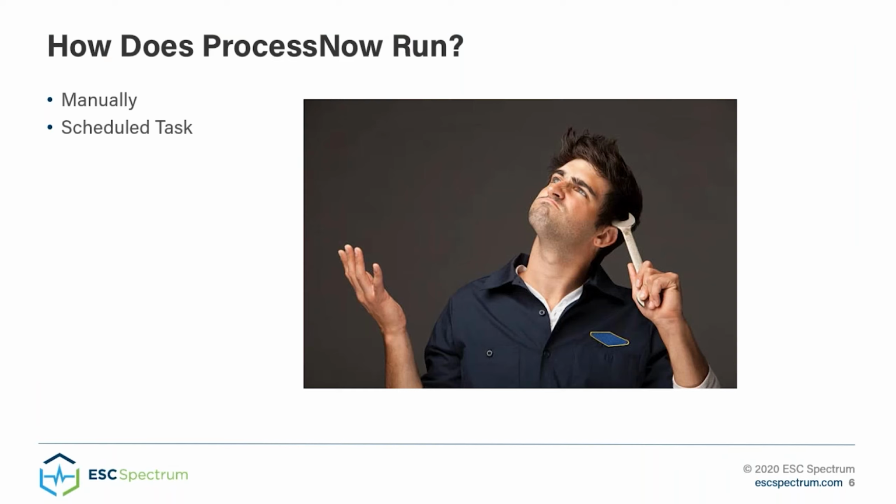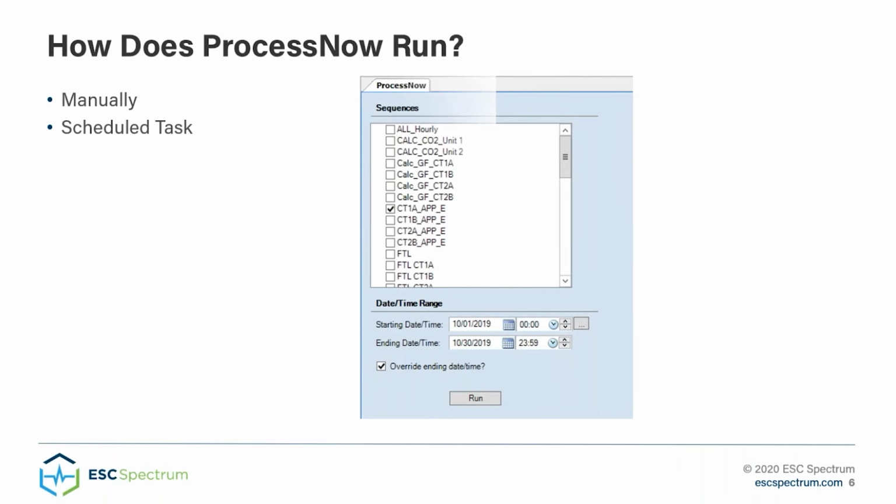So how exactly does ProcessNow run? Well, you can run ProcessNow sequences manually. From StackVision, if you log in and you go to Tools on the menu bar, you can go to ProcessNow and you will see the list of sequences configured in StackVision for you. And you can pick and select starting dates, end dates, and times for when you want to run those particular sequences.